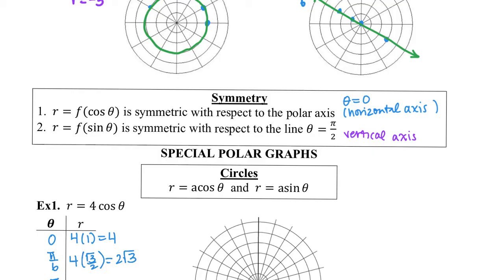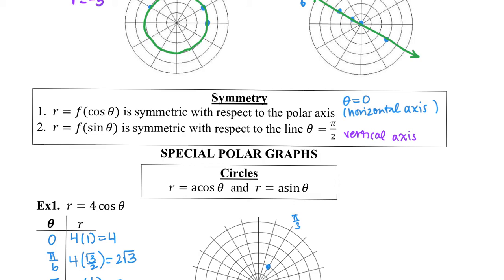Okay, if I do pi over 3, the cosine of pi over 3 is 1/2. 4 times 1/2 is 2. So where's pi over 3? This is pi over 6, 2 pi over 6, 4. So this is pi over 3 line up here. r is 2, so 1, 2 is going to be up here.